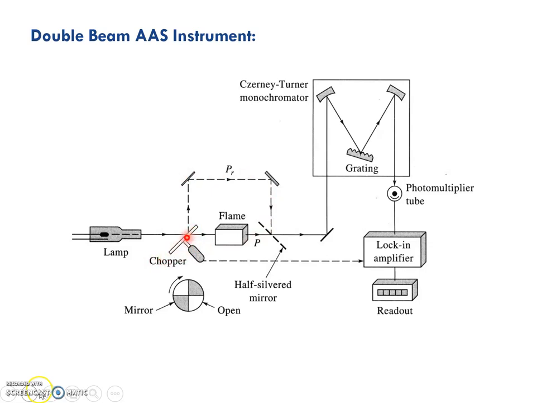We have a chopper to split beam from the radiation source into two. One will go to the sample and one will go to the reference or the background. Okay, so it can differentiate the absorption that come from the sample and that come from other than sample. Okay, by using the chopper or a rotating mirror. Okay.